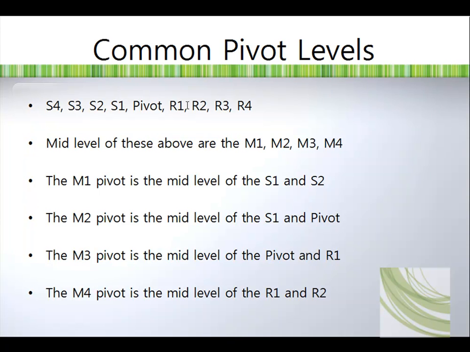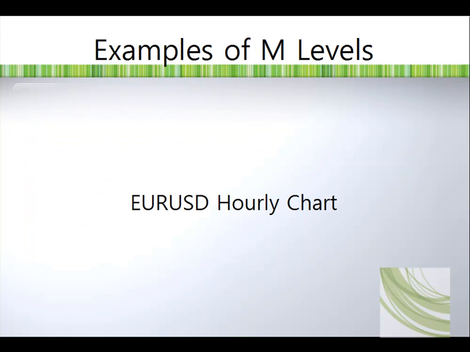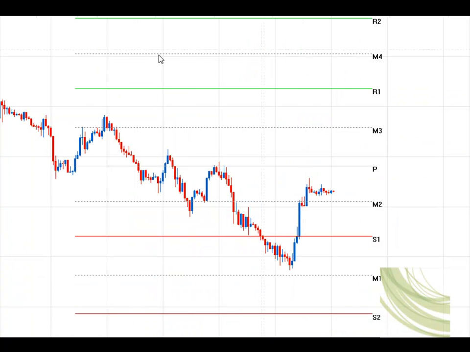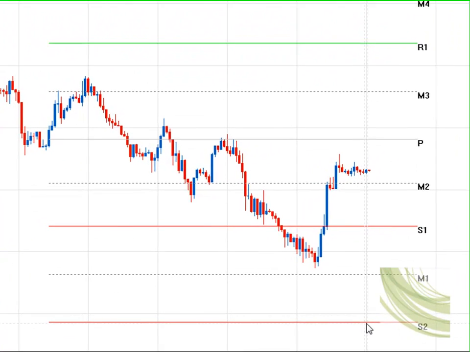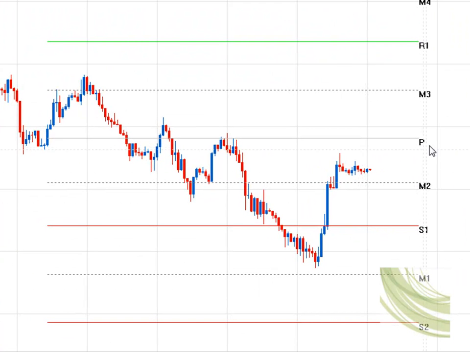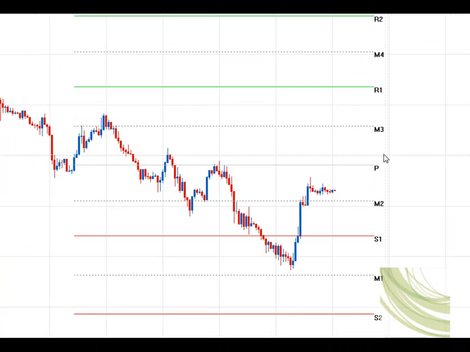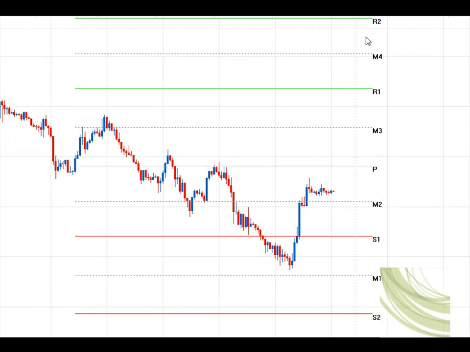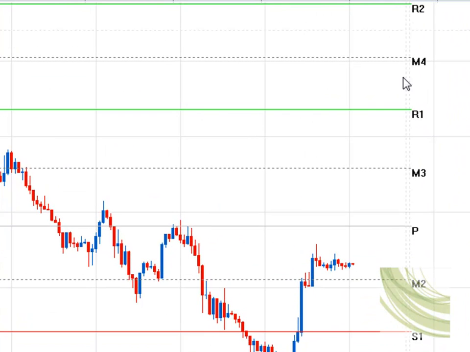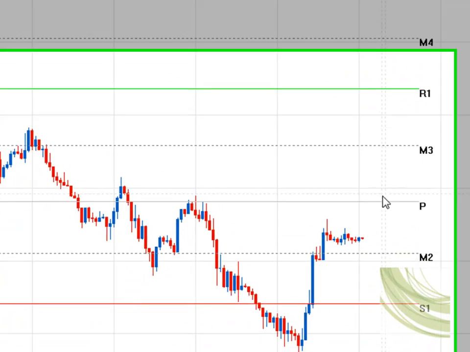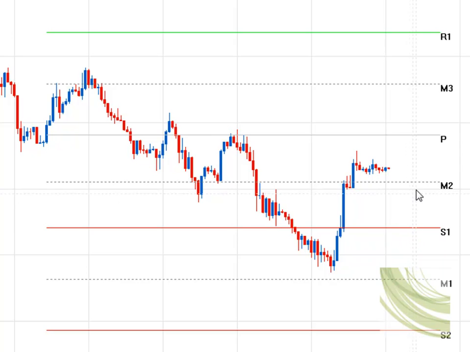Let me show you an example of how this looks. Let's take a look at the EUR/USD hourly chart. You can see that I've already plotted out these M pivot levels. You can see the pivot, S1, S2, which are the common ones, and R1, R2, which are also common. In between them, we have the M4. In between these, we have M3. In between these, we have M2. In between these, there's M1.